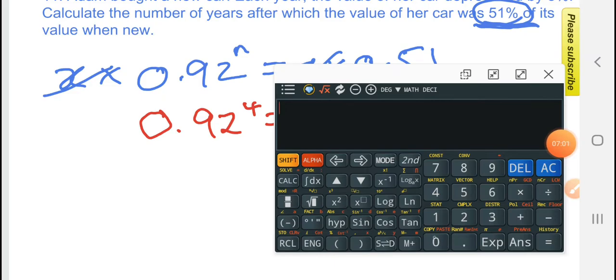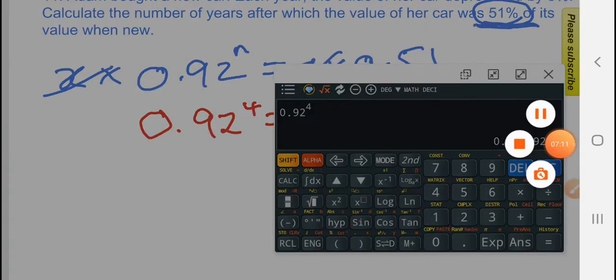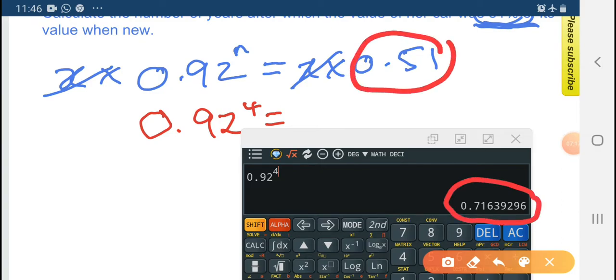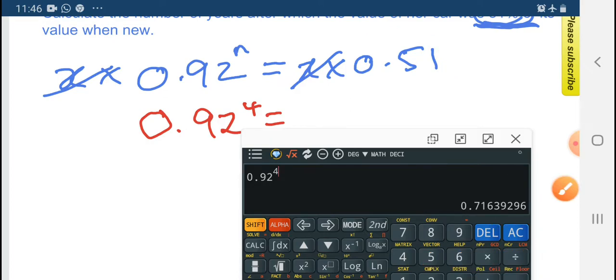So on my calculator, I'm going to do 0.92 to the power of 4, and the answer is 0.71. But remember, we want this answer to be closer to that. So we have to try a slightly bigger number. So 0.92 to the power of 4 didn't work. So we're going to try 5.